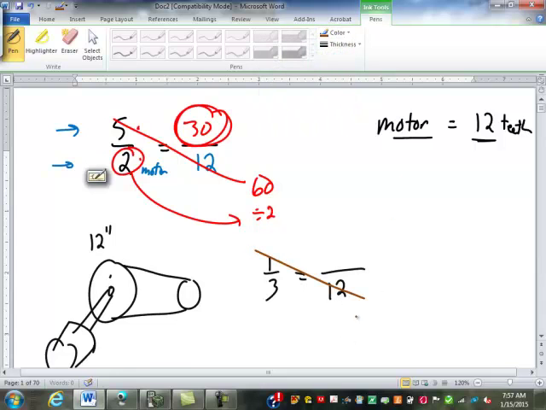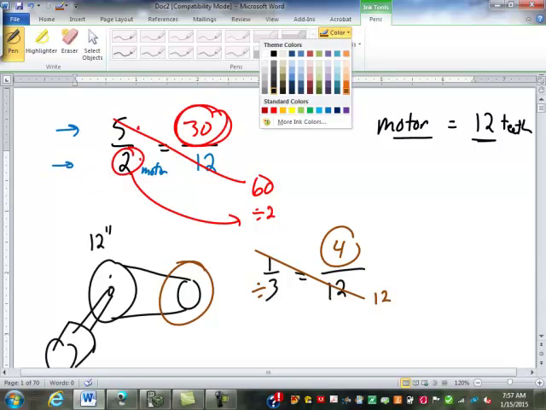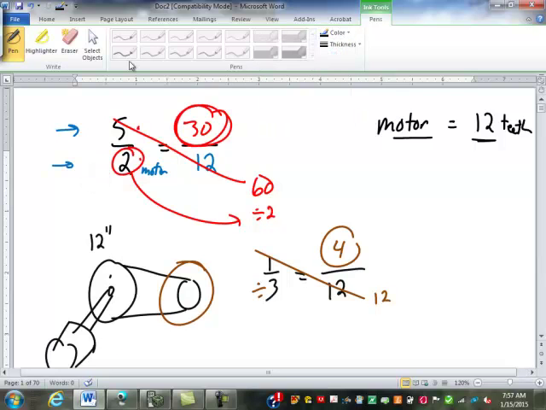So we're still going to cross multiply. 1 times 12. 12 divided by 3 is 4. So we need a 4-inch pulley for the other one. No teeth to count on that one.